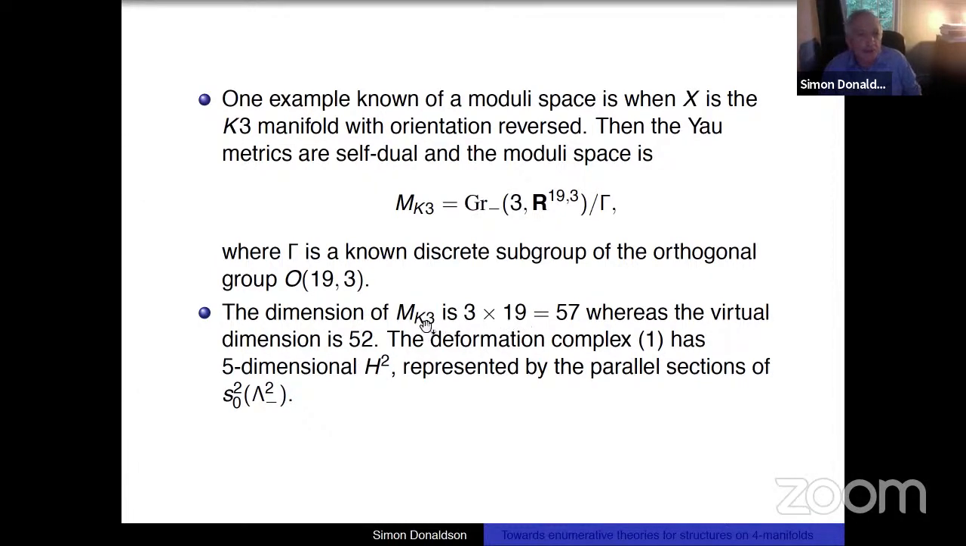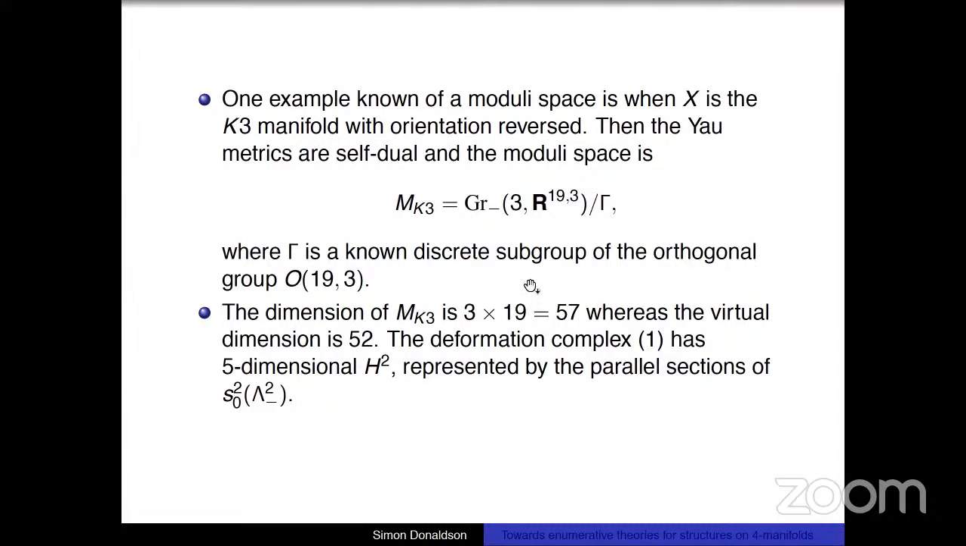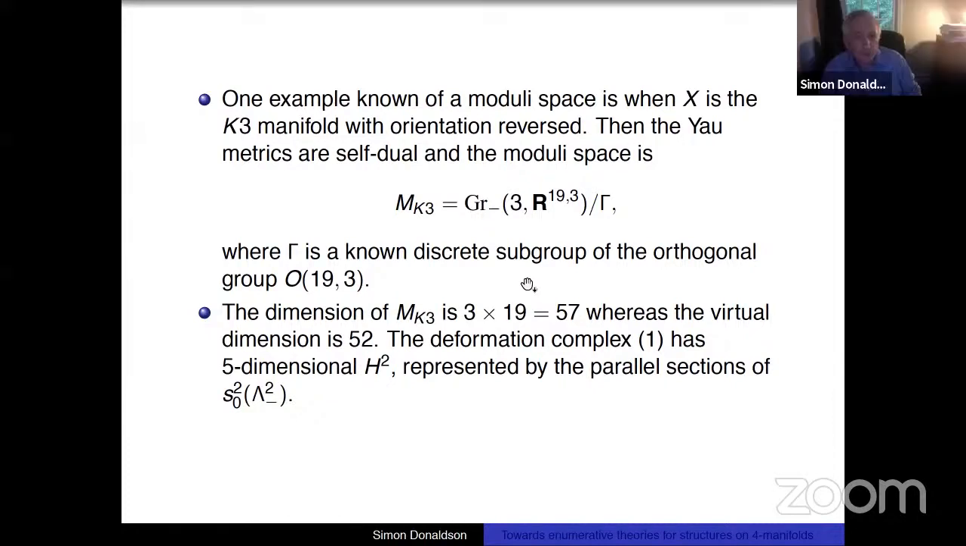So this is a case where the dimension is 57. You take 3 times 19 for this Grassmannian. Whereas the formula I gave before for the expected dimension gives 52, and the explanation is that the deformation complex has a 5-dimensional cohomology H2 given by the parallel sections of this bundle. In this special situation, this bundle Lambda 2 minus has a flat connection, so we have this space of parallel sections which enters.